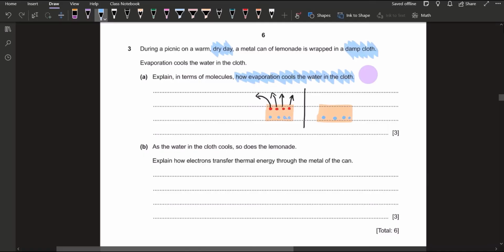Now for this question, there is a specific formula, and the formula is that kinetic energy is directly proportional to temperature. As we increase kinetic energy, the temperature will increase. As we decrease kinetic energy, the temperature will decrease, and it is vice versa. If we increase the temperature, the kinetic energy increases, and as we decrease the temperature, the kinetic energy decreases.